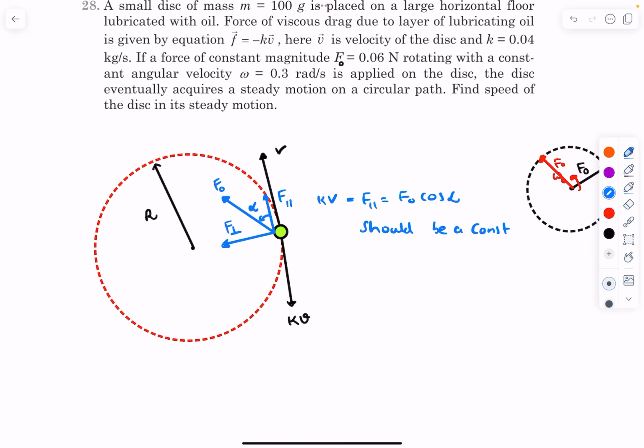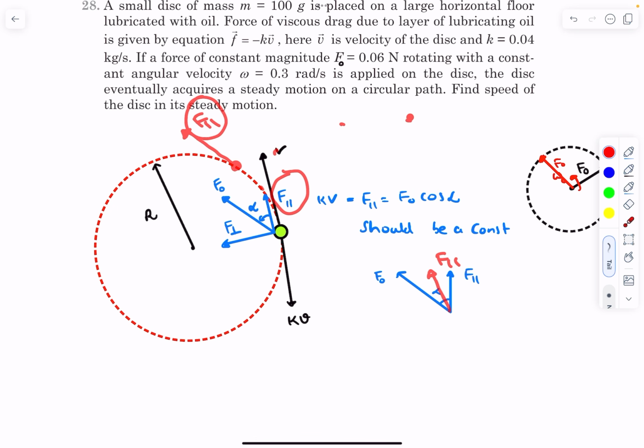Let's say f parallel is in the vertical direction and the f naught vector is in this direction such that this angle is alpha, right? So we know after some time f parallel is going to rotate because the disk will move along the circular path, and at this point f parallel is in this direction. So f parallel has rotated by some angle, in the counterclockwise direction, which means this particular angle between these two vectors has decreased.